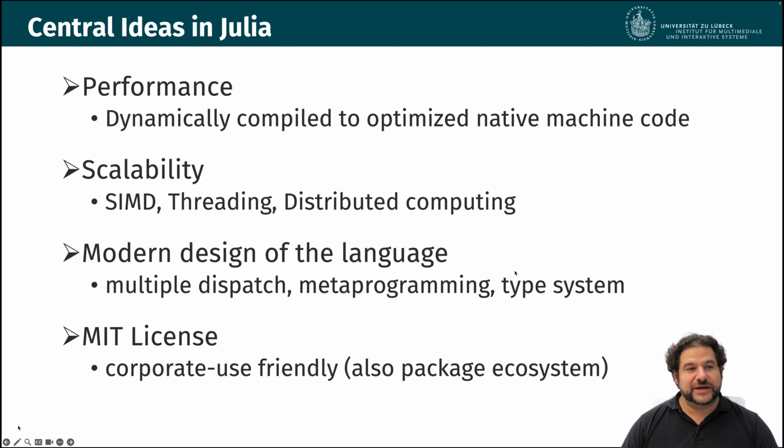Another central idea in Julia is that the performance is achieved by dynamically compiling to optimized native machine code, which means if you run Julia, it compiles your code to something that is specific to your machine. So it is optimized to your computer as soon as you run it. This takes a while in the beginning, but overall this is what causes the dramatic performance increases compared to other tools that do not use local compilation.